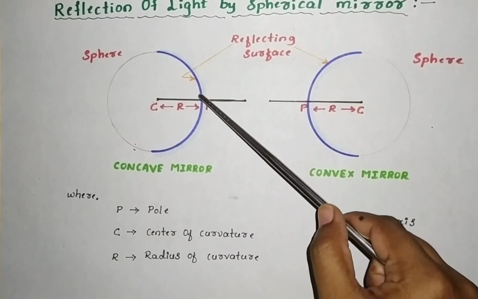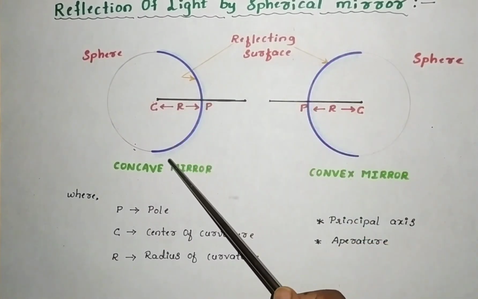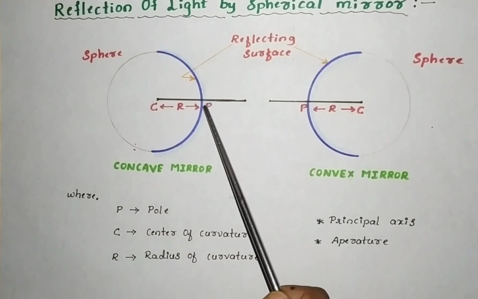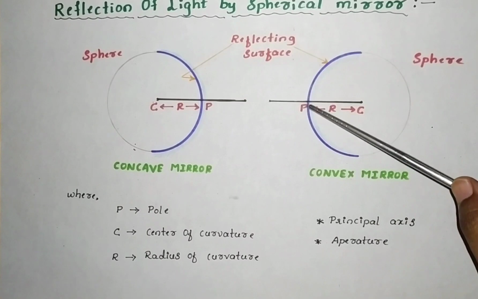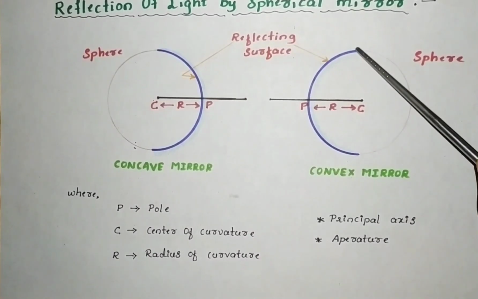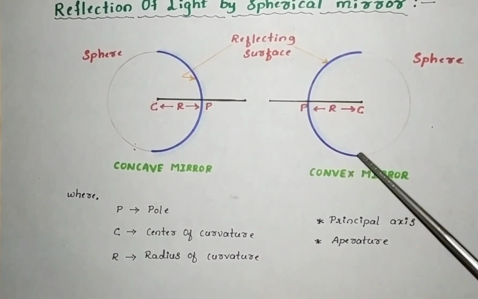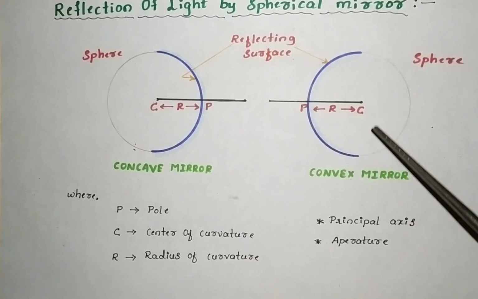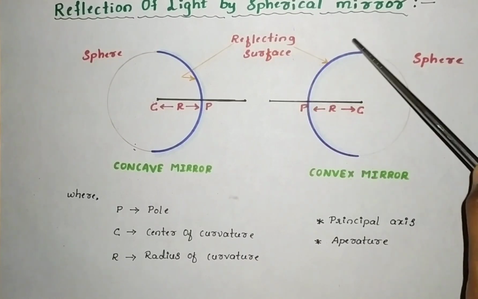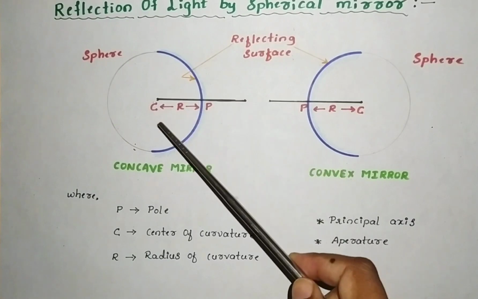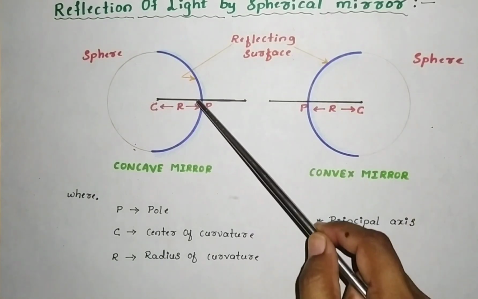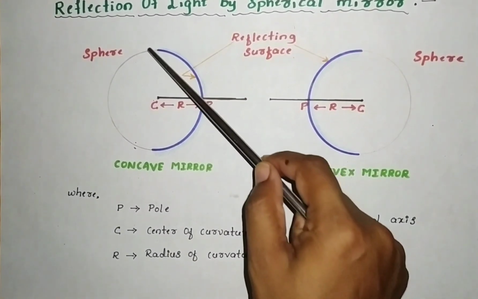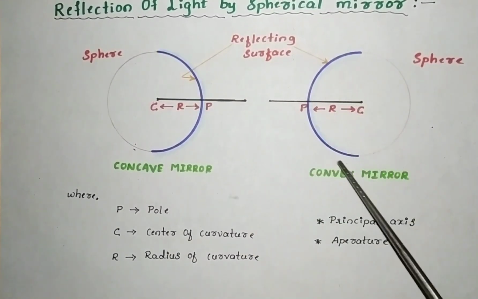So what is a pole? Either you can take a concave mirror or a convex mirror. How to define pole? This pole is the midpoint of the spherical mirror. It is not the midpoint of the sphere, but it is the midpoint of the spherical mirror. That may be concave or convex. So what is pole? Pole is the midpoint of the spherical mirror and it is denoted by P.